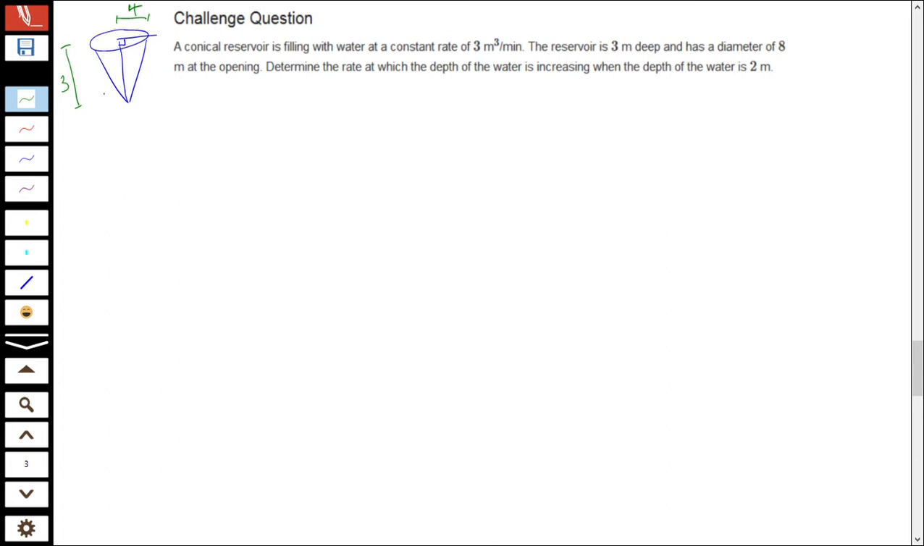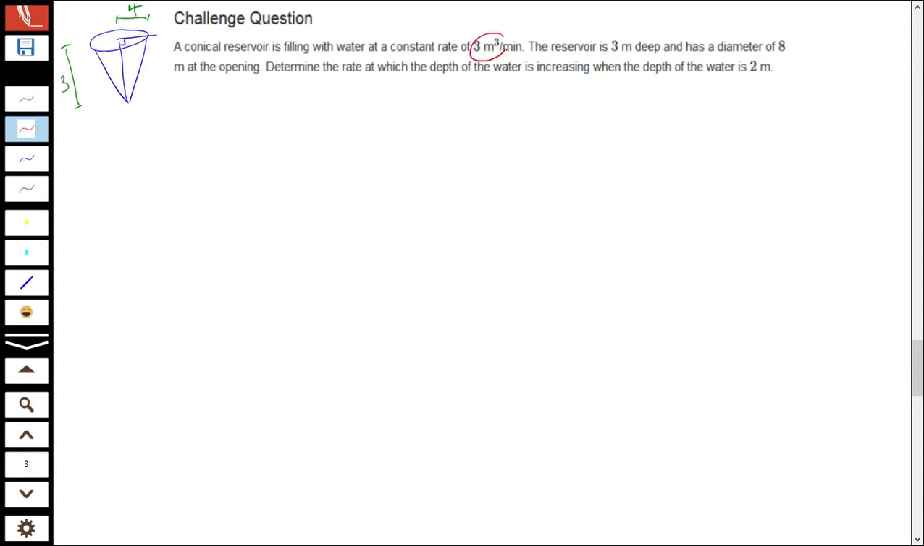Okay, so what's going on is we are filling it with water. Okay, and we know that the volume of this is changing at a constant rate. Okay, so we are filling 3 meters cubed every minute. So we have a kind of a graphical representation of what it looks like. First, let's take all these sentences and put it into mathematical equations. So we got a conical reservoir filling it at a constant rate of this.